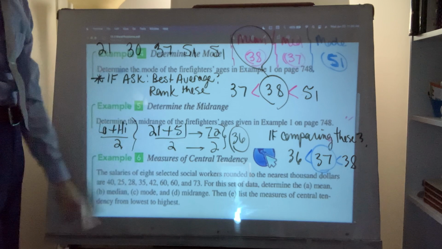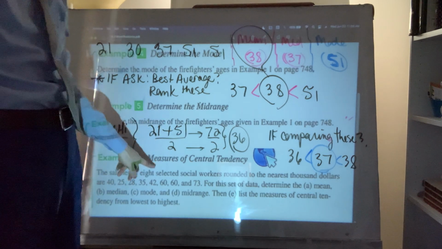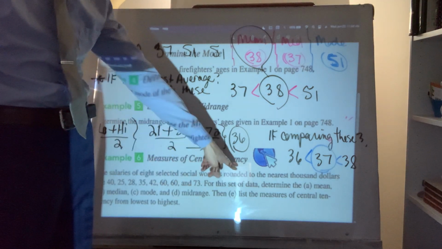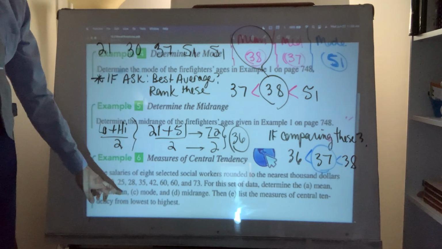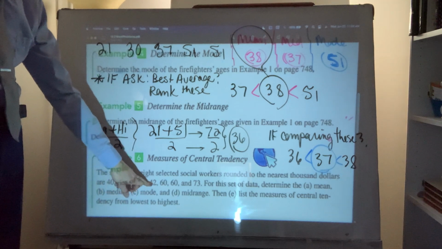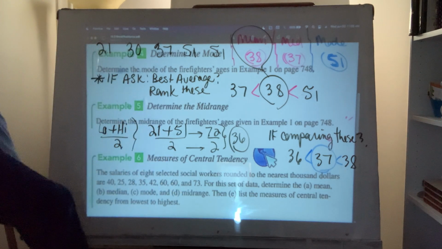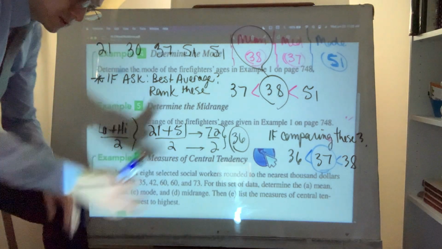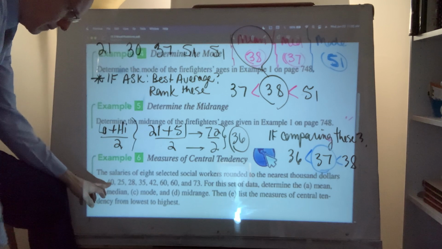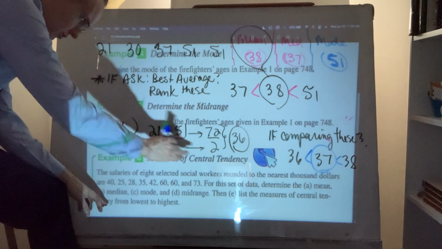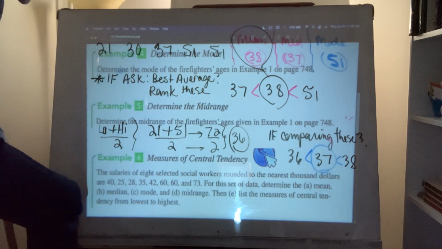All right, now, measures of central tendency, again, is the fancy way of saying types of average. The salaries of 8 selected social workers rounded to the nearest $1,000 are $40,000, $25,000, $28,000, $35,000, $42,000, $60,000, $60,000, and $73,000. That's a beautiful thing about data too. When things are in the same range as these are, thousands, a magnitude of the number times 1,000, then you really just need to include those first 2 digits. You don't have to worry about the extra 3.